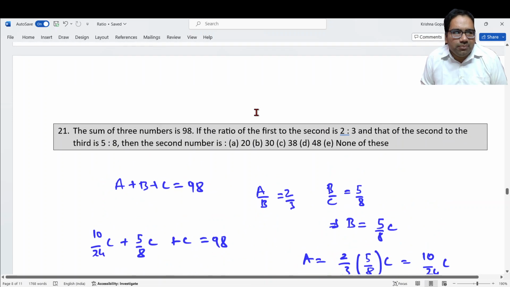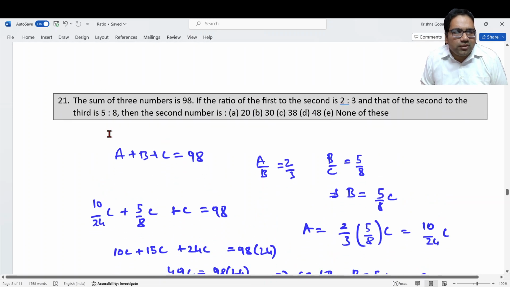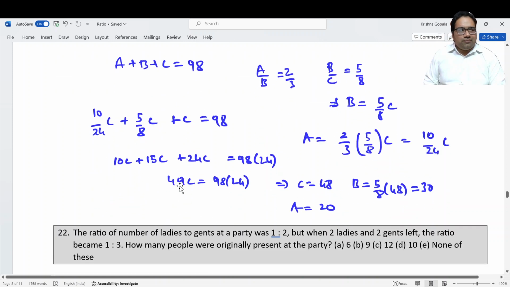This is also an easy problem, right? We need to know how to write this equation, A plus B plus C equal to 98, and then convert both these fractions into a common denominator, which is in terms of C or in terms of B, in terms of A, anything that we like. Here in this case, we wrote everything in terms of C and solved for this equation.